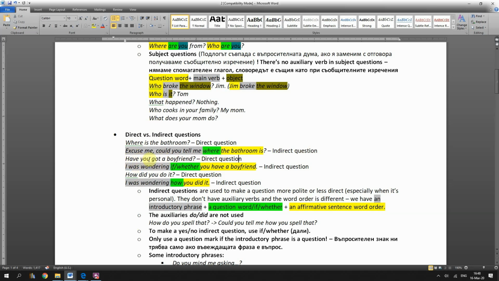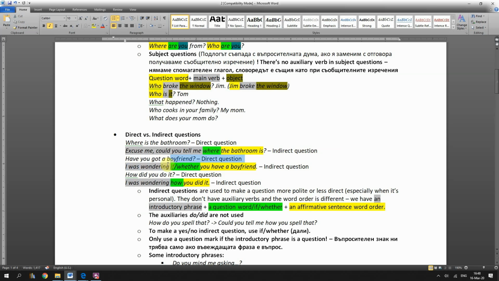So, if you have a yes or no question, like, are you Bulgarian? Българин ли си? In Bulgarian, we will say, извинете, мога ли да ви попитам дали вие сте българин? Или, чудех се дали си имаш гадже. This word, дали, in Bulgarian, we say in English with if or whether. You can choose. If or whether.